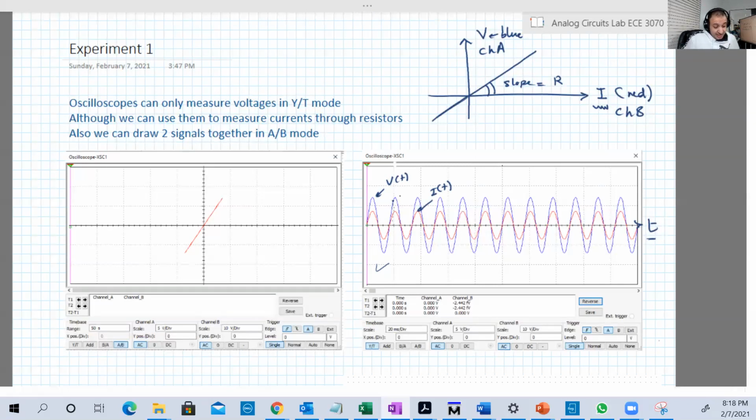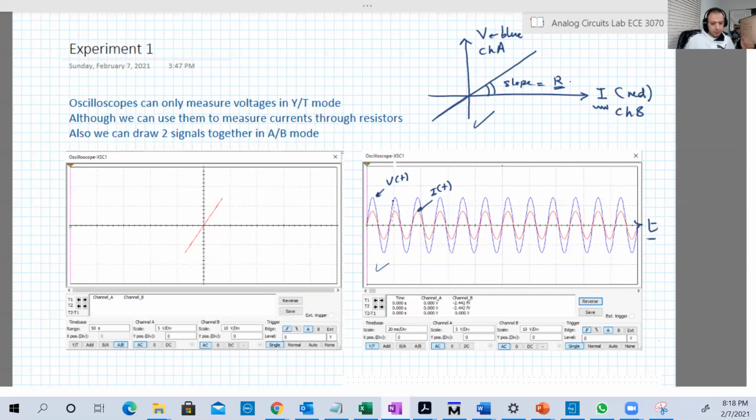This is not the linear relation that we are expecting to see in our experiment verifying Ohm's law. We need something like this. Then we measure the slope, and the slope should be equal to the resistor R. Okay, so now let's go back to this story about XY mode that I started with.